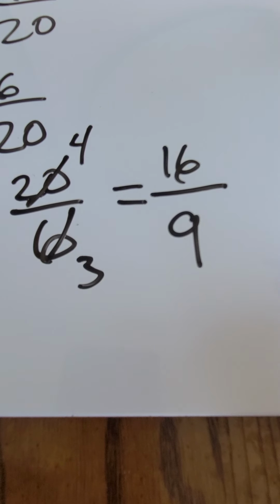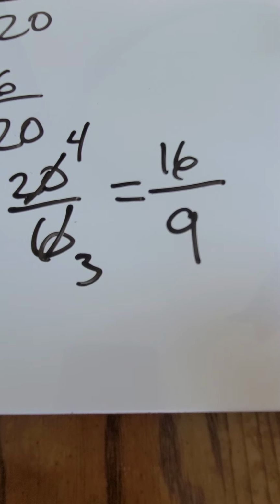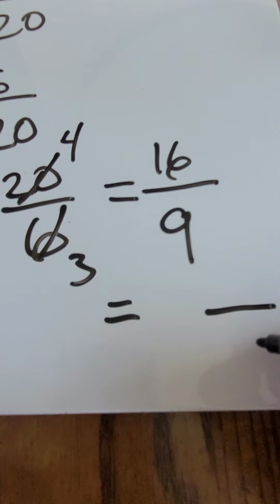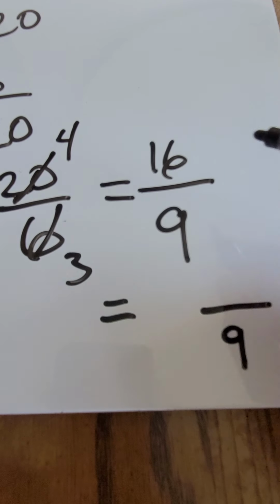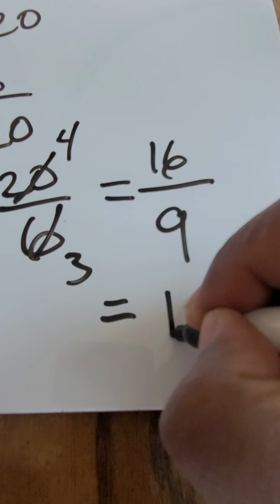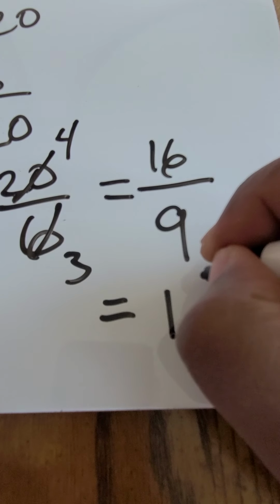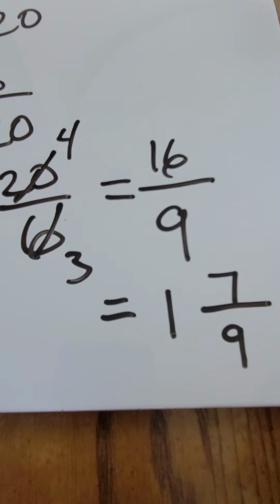Now, if the teacher specifies your answer in a particular way, they don't want an improper fraction, maybe they want a mixed number. Well, our mixed number would be, you keep this denominator of 9. We would say 9 times 1 plus 7 gives us 16. So our answer in mixed number form will be 1 7/9.